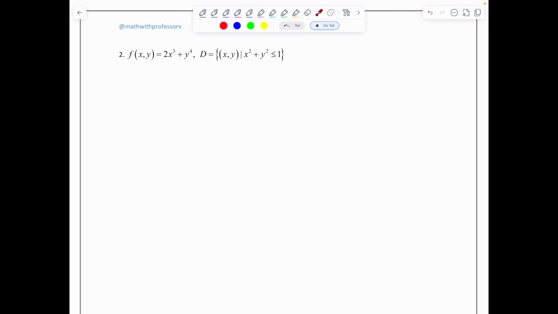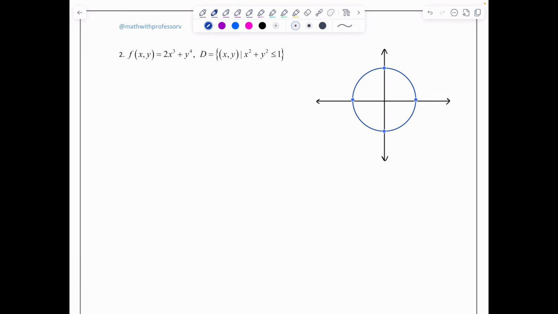All right, next example, we have f of (x, y) equals 2x cubed plus y to the fourth. Our domain D is everything on and inside the unit circle. I'm going to graph it. You might be like, Professor V, I know what a circle looks like. Yeah, but you really need to identify the boundary equations clearly. And this one's tricky to figure out the corners unless you're thinking carefully. So we're graphing it, okay? Here's x, here's y. This is (1, 0), (0, 1).